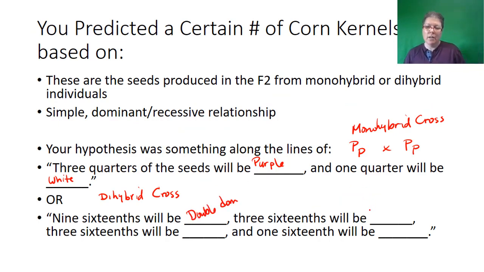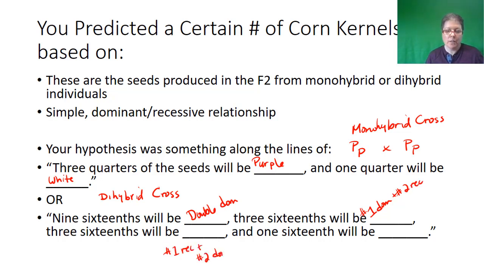3/16 are going to be number 1 dominant plus number 2 recessive. 3/16 are going to be number 1 recessive plus number 2 dominant, and 1/16 is going to be double recessive. So you need to start out with this when you're starting your chi-square analysis.